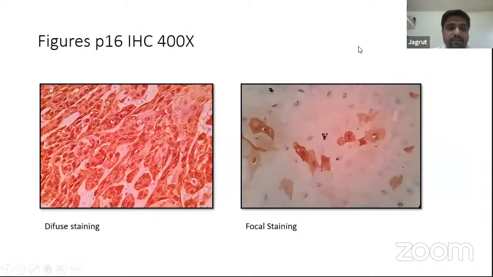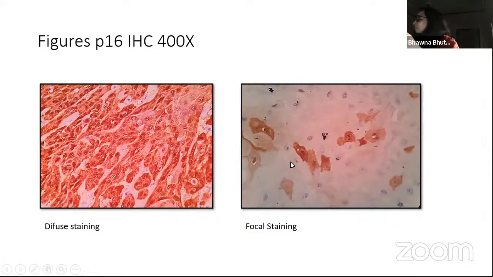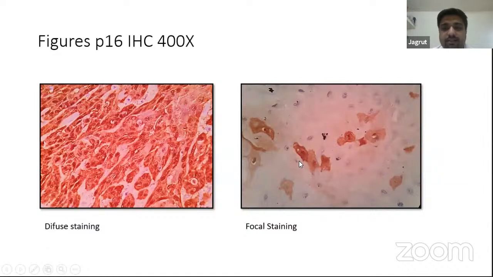These are the figures showing P16 IHC positivity. In the first case, you can see the diffuse staining of the squamous cell carcinoma cells. Here we can see both cytoplasmic and nuclear block positivity. In the second figure, we can see the focal staining of the cells. Only a few cells showed positivity here. The first was given a +2 score, and the second one was given a +1 score.